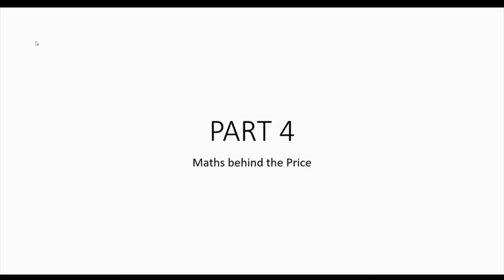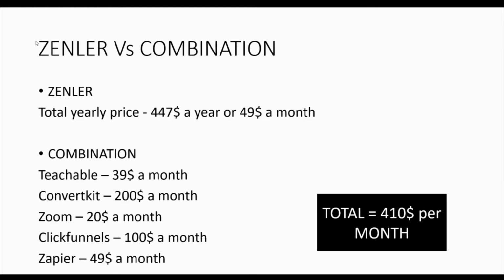Okay, so this is basically part 4 of the video where we go behind the maths of the price. So when I told you the price earlier, it is $449 I think, or $447 per year. Now that might sound like a lot of money, but it is actually not if you see the value you're getting. Now let's go into the maths of what the price is, and if we compare it to the traditional model that we are using, then let's see what's the difference, right?